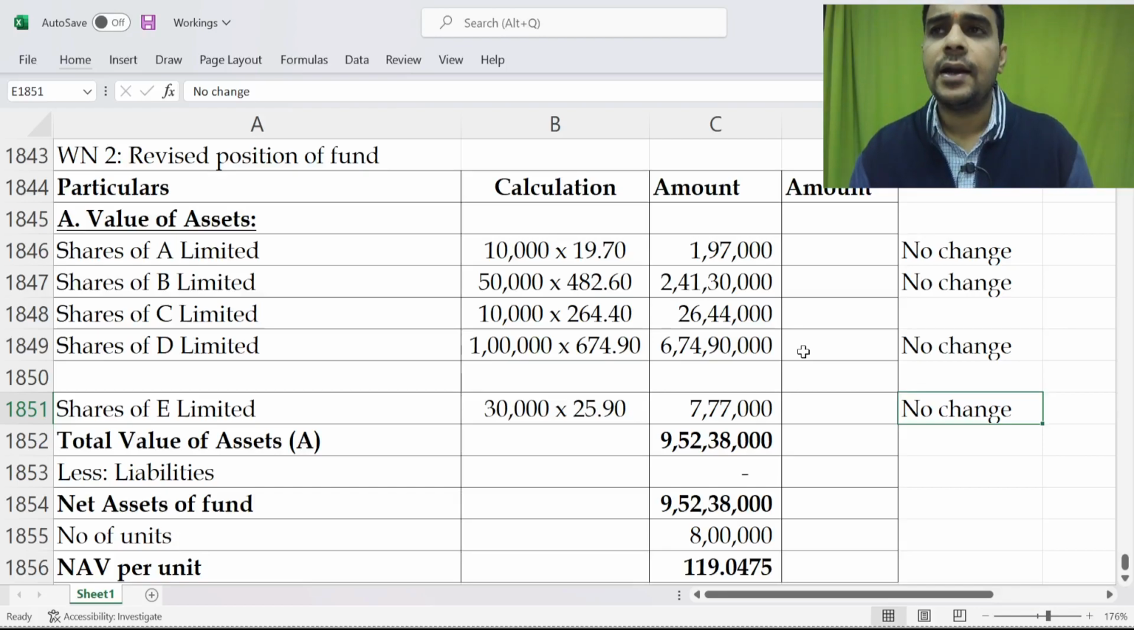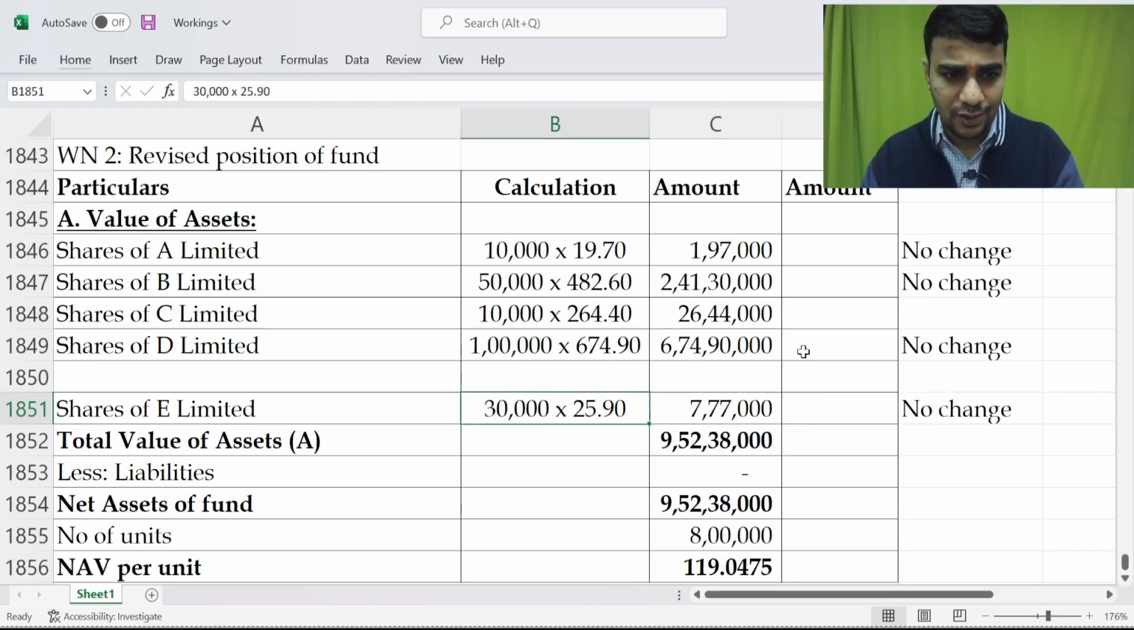So, in a practical world, NAVs don't change because of people coming in or people going out. But on a daily basis, it changes. The share price of A Limited from 19.6 can move up to 20 or 18 or 16. When that happens, you will see a change in the value of the fund and the NAV per unit.